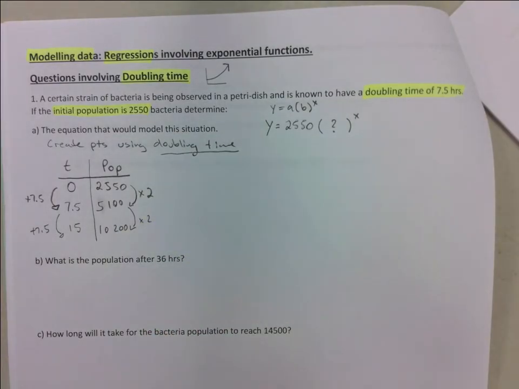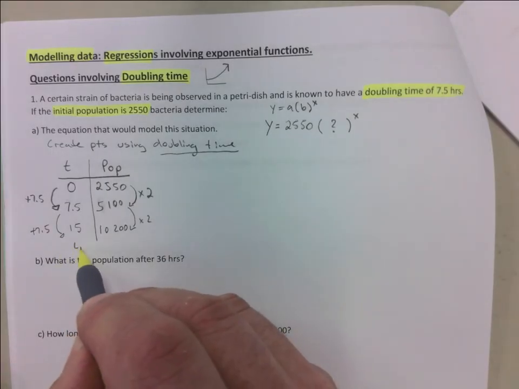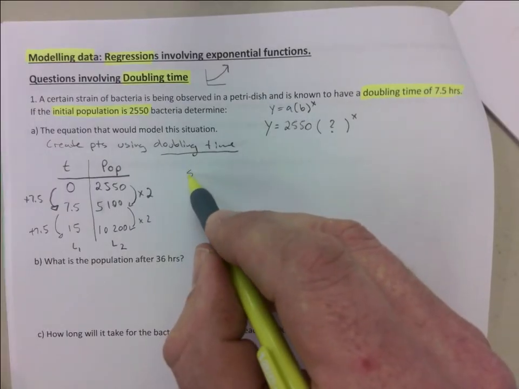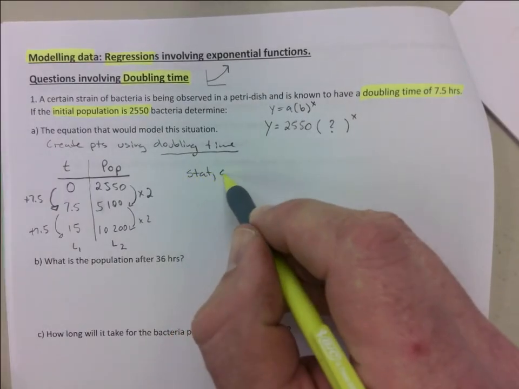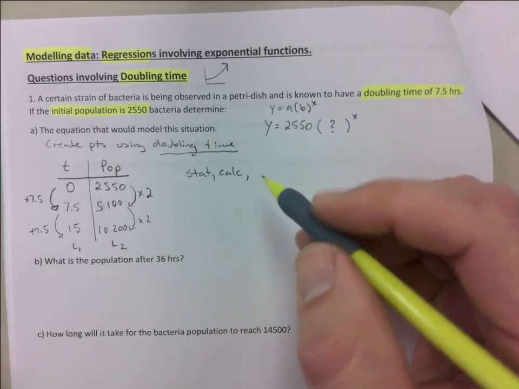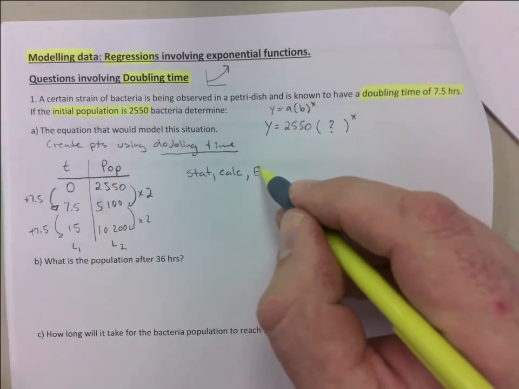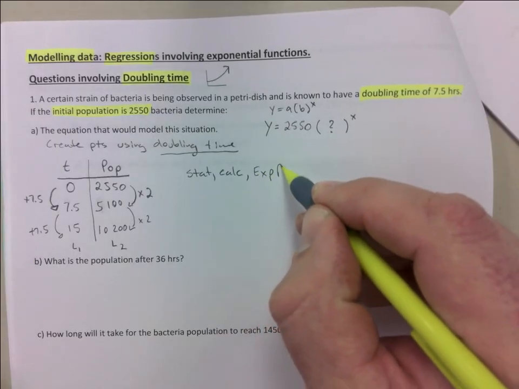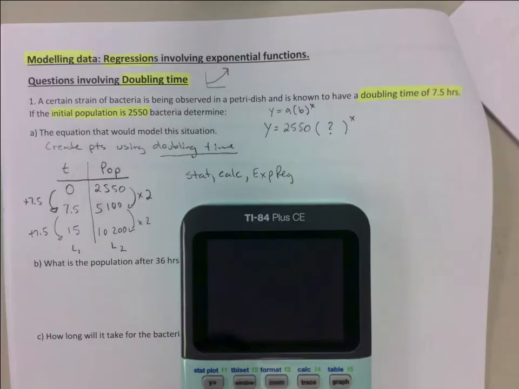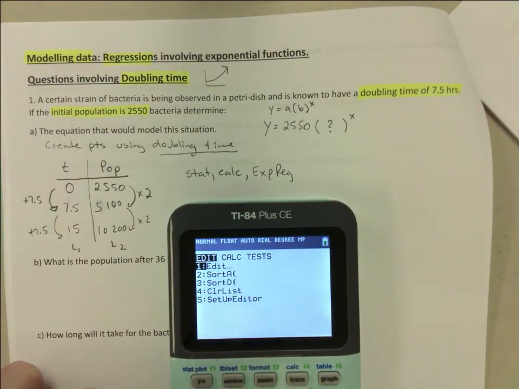Here you have your table. We're going to make this L1, L2. We're going to go stat, calc, and what regression are we doing? We're doing exponential regression. Again, most of the time, the province will tell you what regression to perform. So let's try this. Stat, edit.